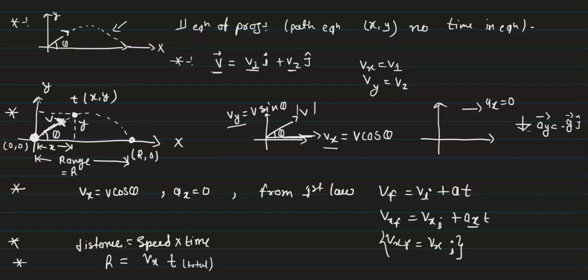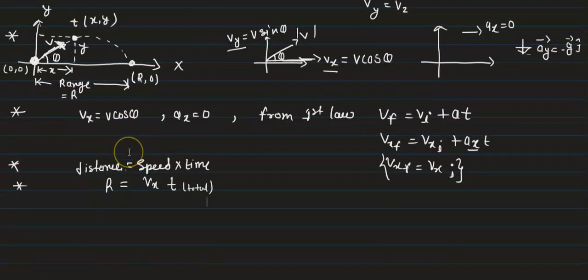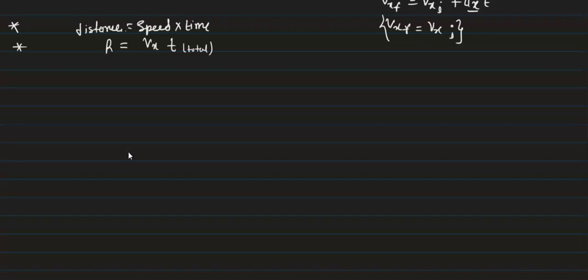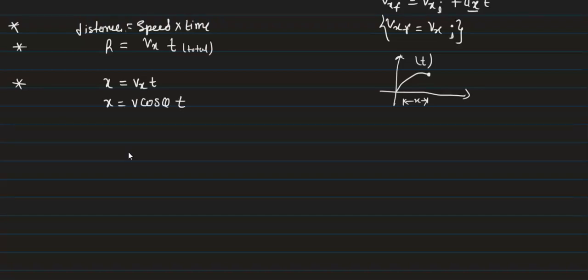For any midpoint x, meaning anywhere in the projectile, the distance covered in the x direction will be x and the time there is t, so we can write x equals vx times t. Now put in the value of vx: x equals v cos theta times t, so t equals x by v cos theta. Let this be equation number 1.